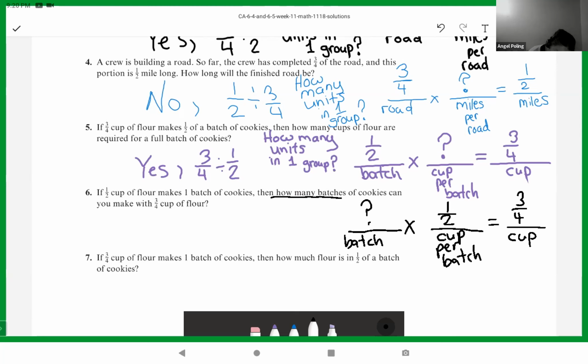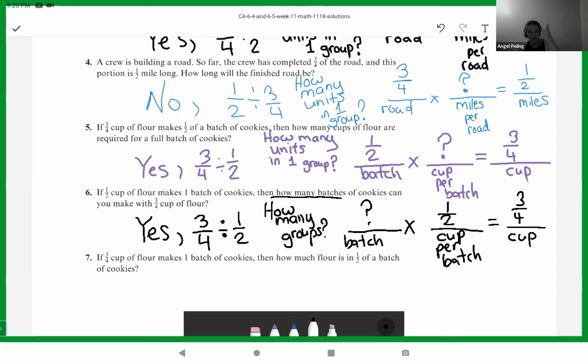The answer, well, first the equation. This is 3/4 divided by 1/2. So yes. And as we have identified, this is a how many groups style of division. All right, one more.